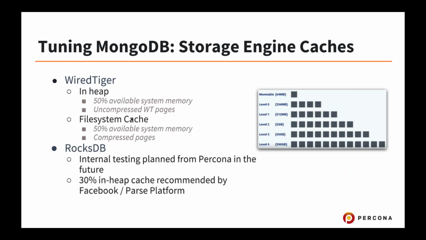RocksDB does the same thing, but Facebook actually put out a blog saying that they saw the best performance with mixed workloads at 30% in-heap cache size. And what I mean there is if you have 100 gigs of RAM, you would dedicate 30 gigs to your in-heap cache, not 50%, which would be 50 gigs.